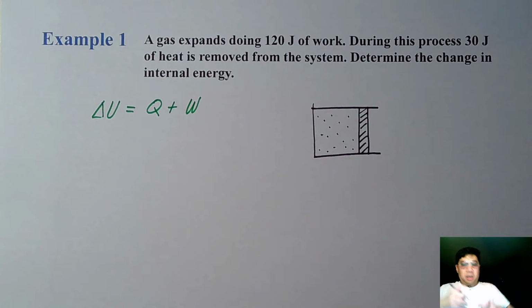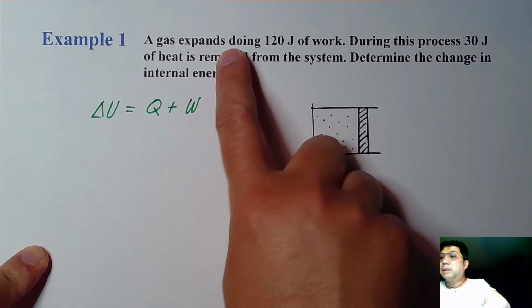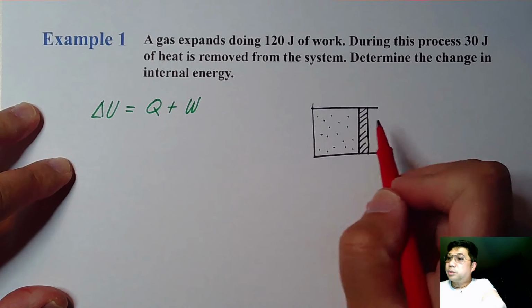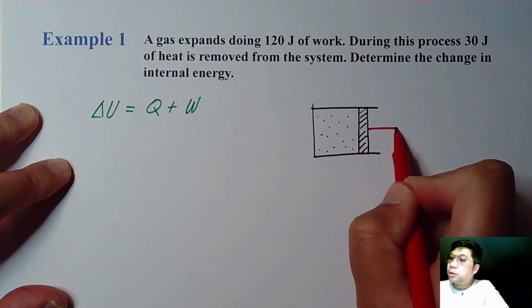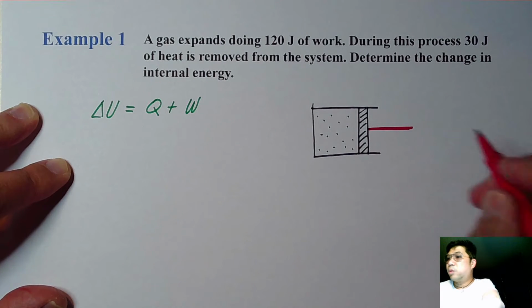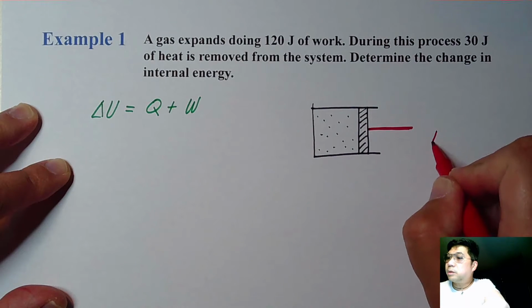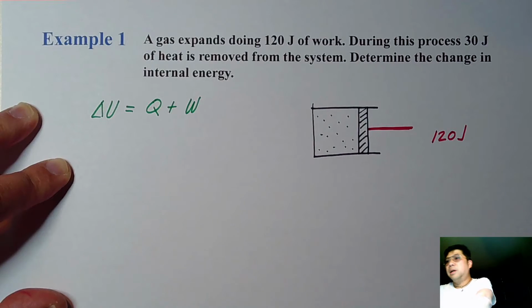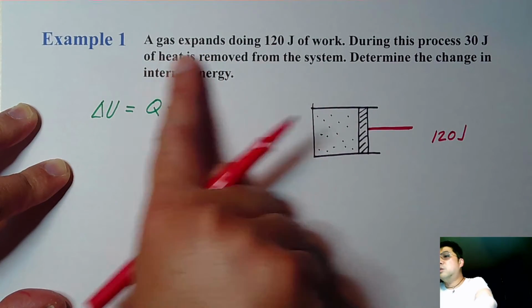Okay, so let's draw the information that we know from the problem. The first thing mentioned is that the gas expands doing 120 joules of work. So the right side, where the movable lid, also known as the piston, is where our work is. So let's write down 120 joules. It says here that it expands doing work.